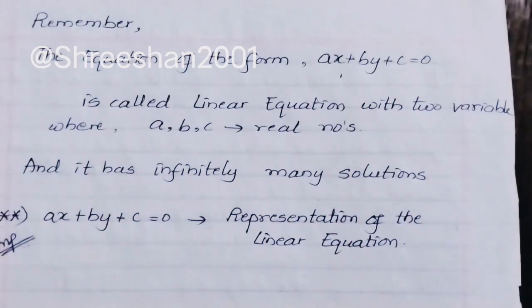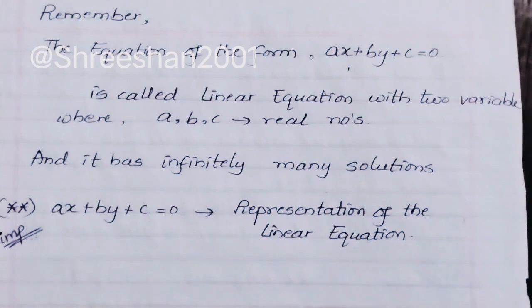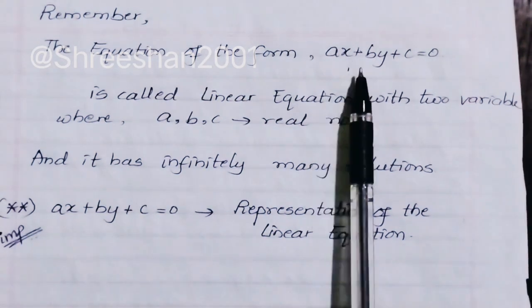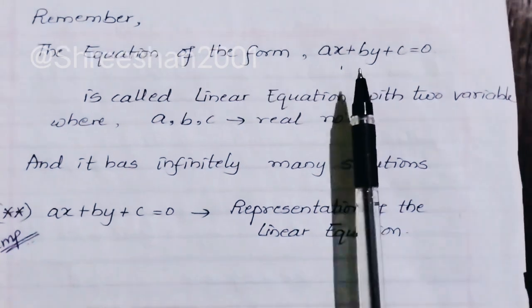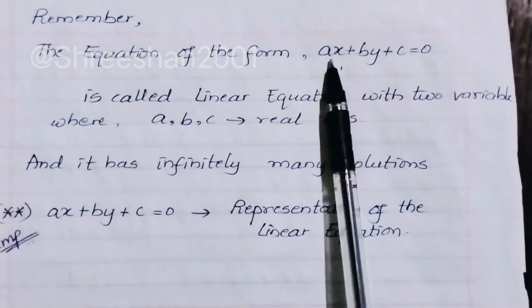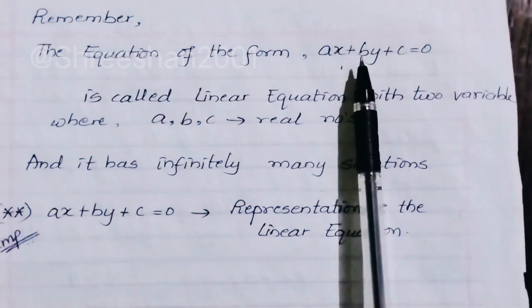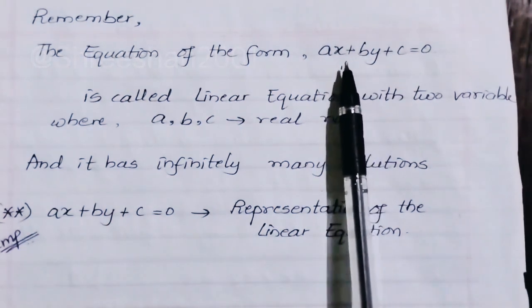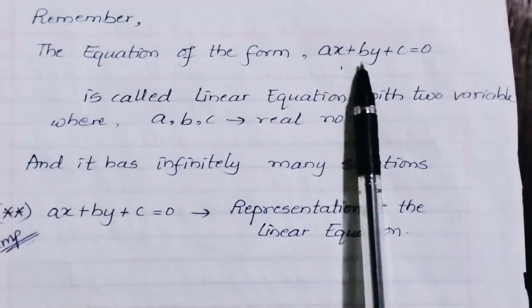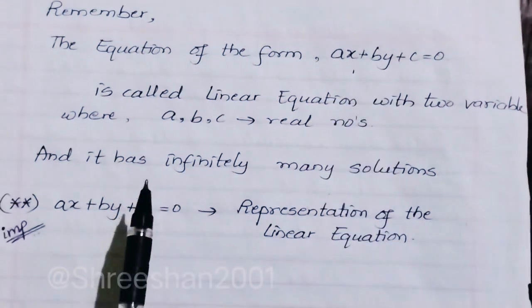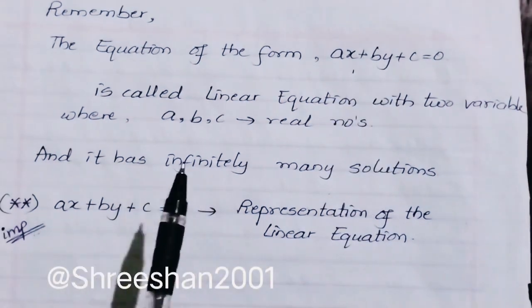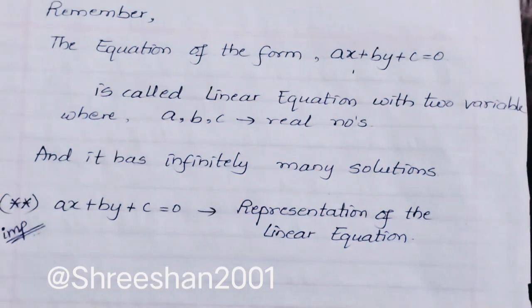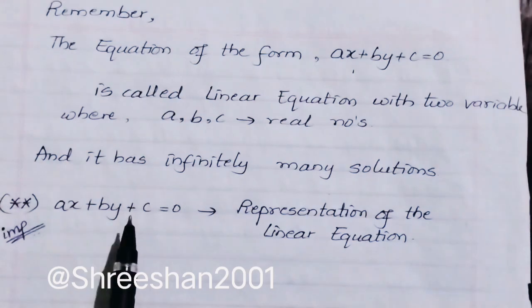We should remember that the equation of the form ax plus by plus c is equal to 0 is called the linear equation in two variables. Look at this ax plus by plus c, where a, b, c are just real numbers, whereas x and y are two variables. These x, y may be m, n or s, t or p, q, anything, but it should contain two variables. So it has infinitely many solutions. Remember, we also call this a representation of a linear equation. This is a very important thing to remember.